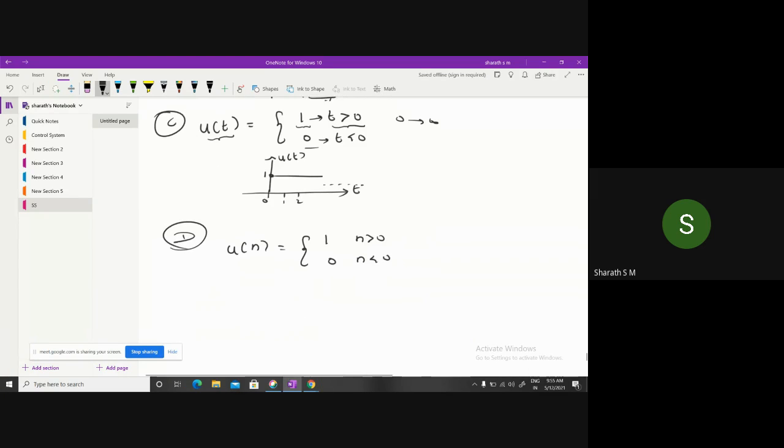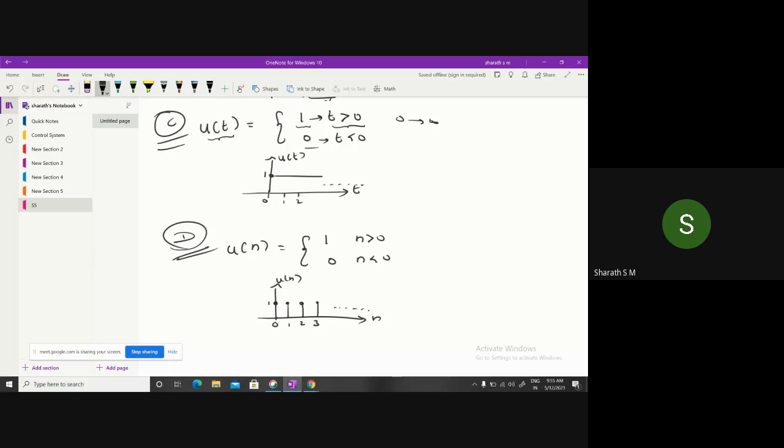U of n is equal to 1 for n greater than 0. So at 0 its amplitude is 1. At 1 its amplitude level is 1. At 2 its amplitude level is 1. At 3 its amplitude level is 1. Up to infinity, it maintains its amplitude level as 1. So this is the unit step function with respect to the discrete part, and this one with respect to the continuous part. Write on both.